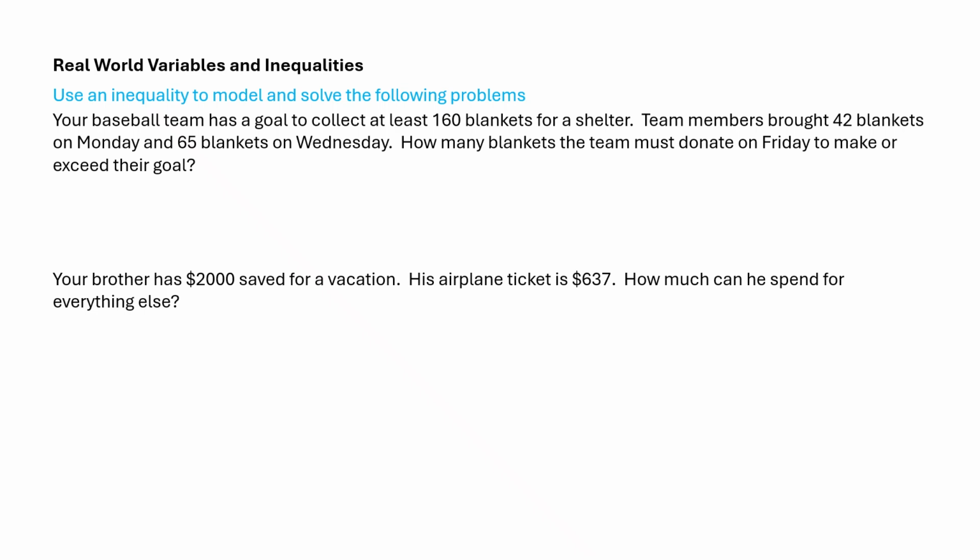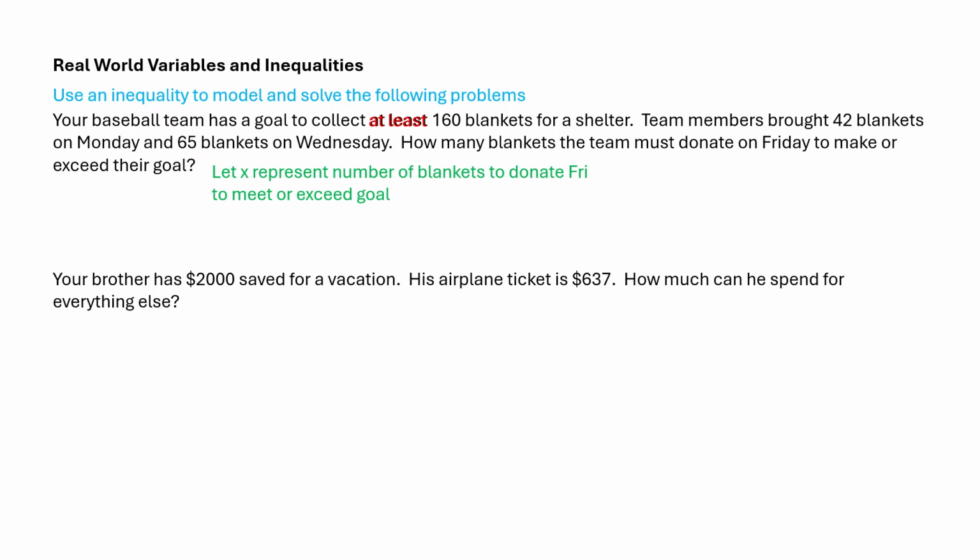Read the problem, write an inequality to model, and then solve the following problems. In this problem, let's define what our variable is. How many blankets the team must donate on Friday to make or exceed their goal. Okay, so let's let X represent the number of blankets to donate Friday to meet or exceed our goal. Well, what's our goal? At least 160 blankets. What does at least mean again? Yes, greater than or equal to.